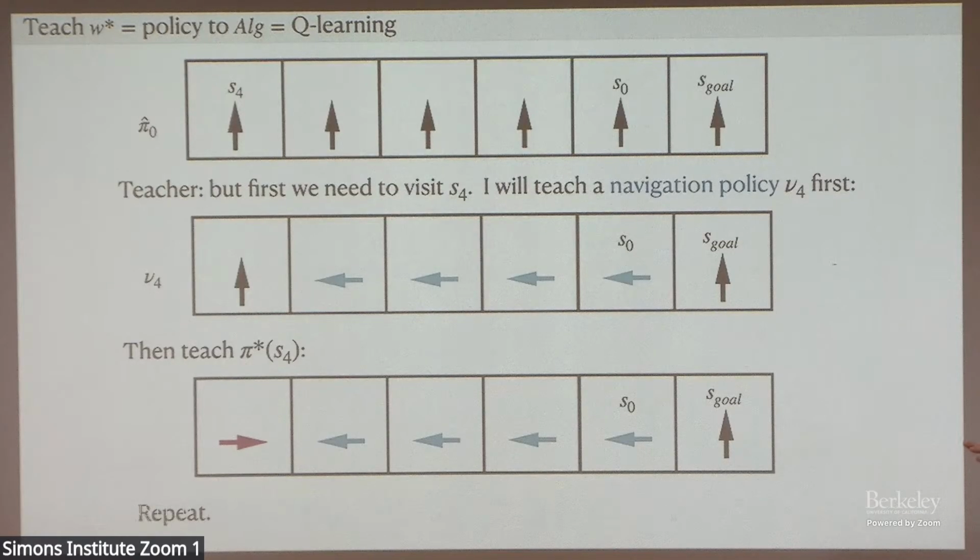It's very difficult to do that because the teacher first needs to get to each state to change that. And getting to each state requires forcing the learner to go to that state against its will, if you will. That requires teaching first a navigation policy to force the student to go to a hard to get to state, and then come back, and so on.